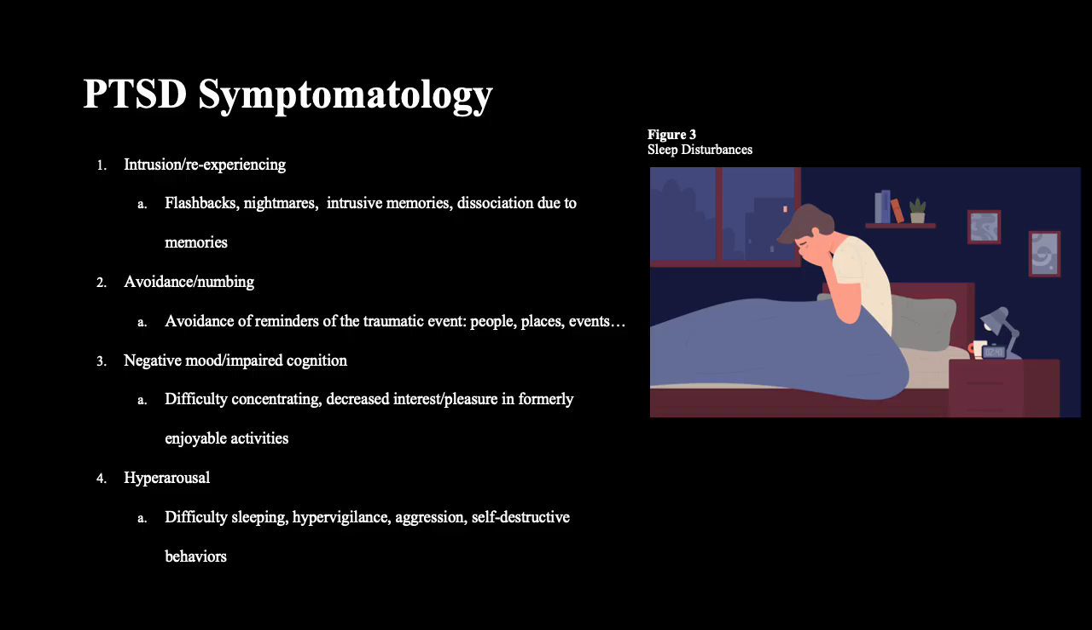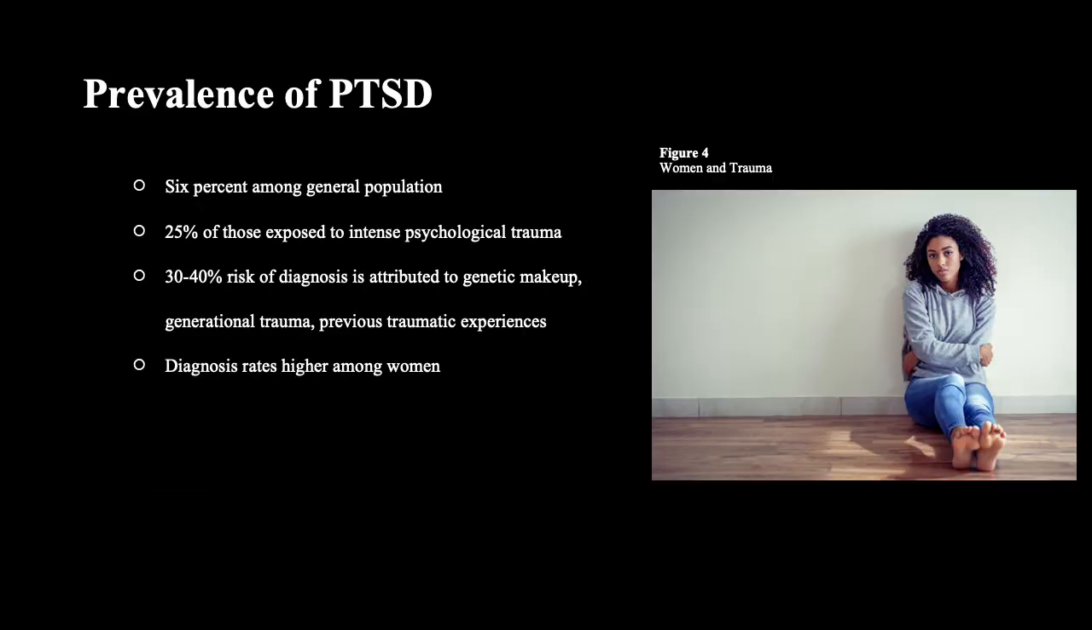The third is negative mood or impaired cognition. This includes difficulty concentrating, a decreased interest and pleasure in formerly enjoyable activities. And the final symptom type is hyperarousal. This may include difficulty sleeping, hypervigilance, aggression, and self-destructive behaviors.